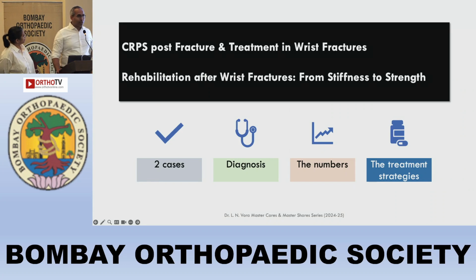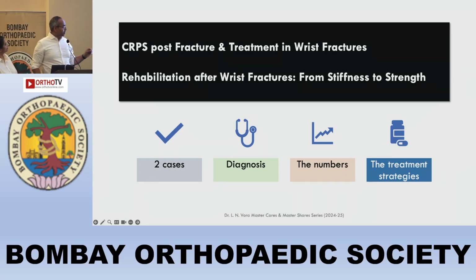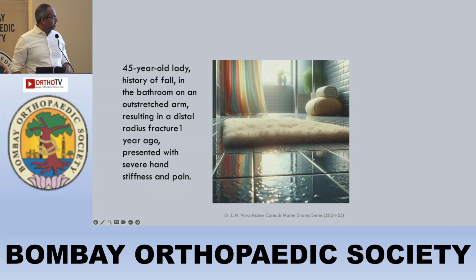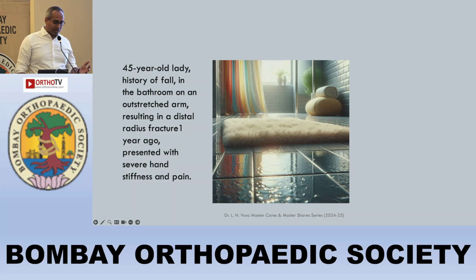So this is how the outline is going to be. We're just going to discuss two cases, a diagnosis, a bit about the numbers and the treatment strategies. There's a 45-year-old lady who fell in the bathroom on an outstretched arm and has a distal radius fracture. It's about a year ago. She comes to Tejal's clinic and she has stiffness and pain.